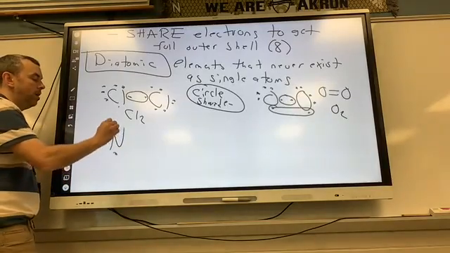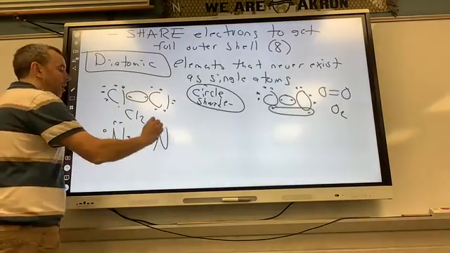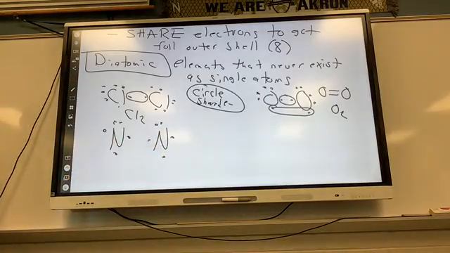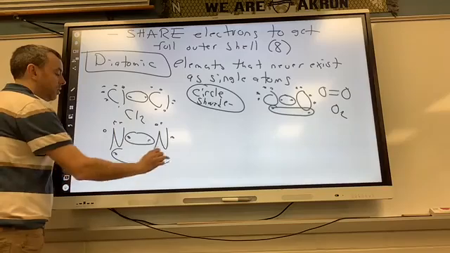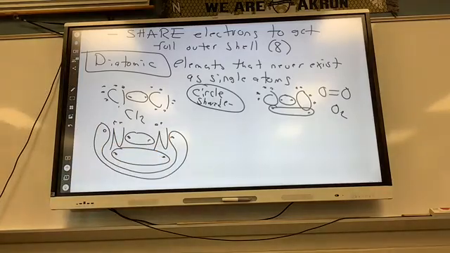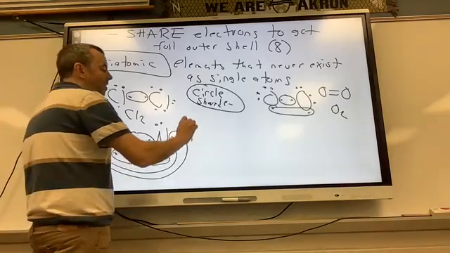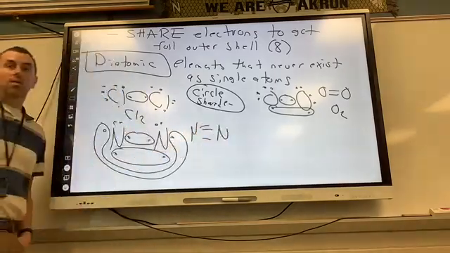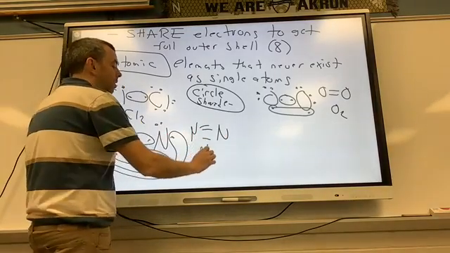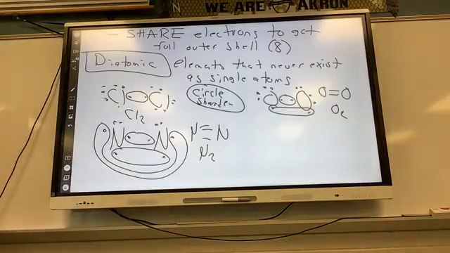Nitrogen has 5 dots, and another nitrogen has 5. Nitrogen's missing another one. Yes? Guess how many pairs it's going to share? It shares a pair here, a pair there, a pair there. Nitrogen shares 3 pairs. The most you can ever have is a triple bond. So that's a nitrogen triple bonded to a nitrogen. So this is N2. If it was 4 and 4, that would be a perfect match. That's N2.